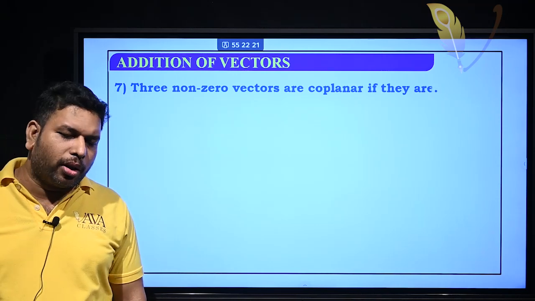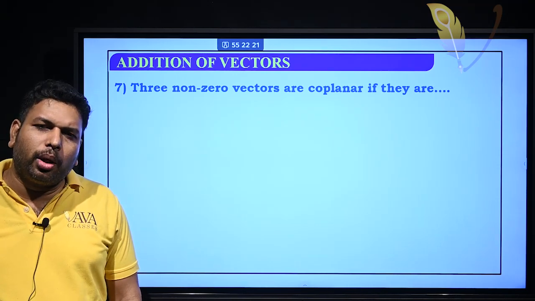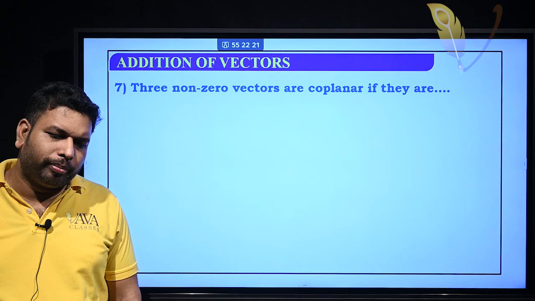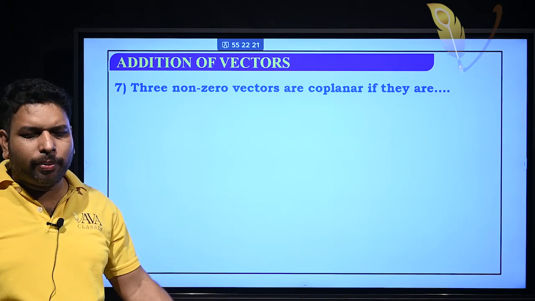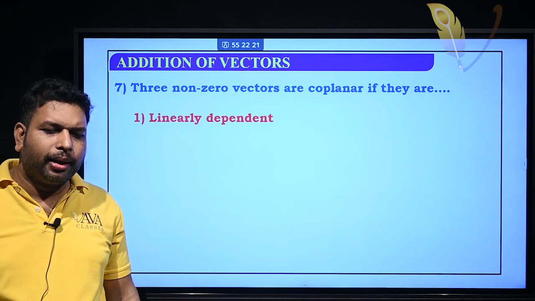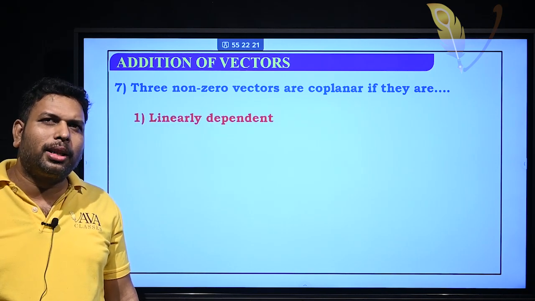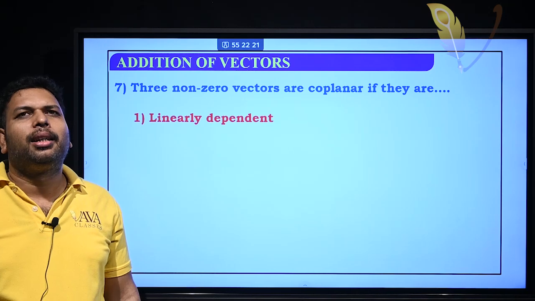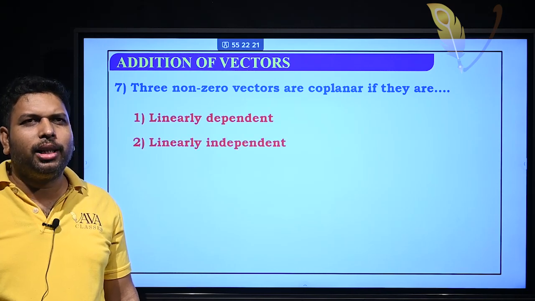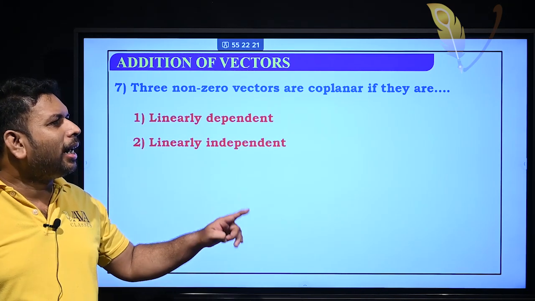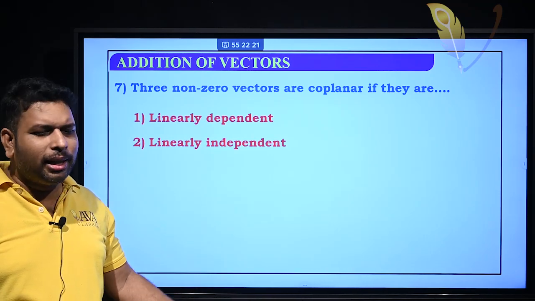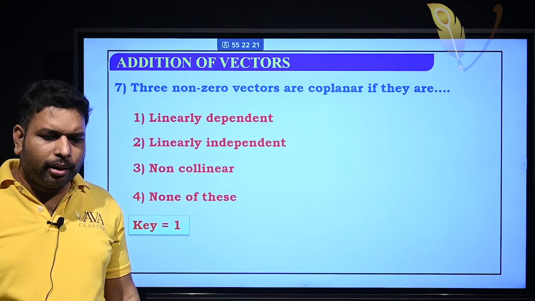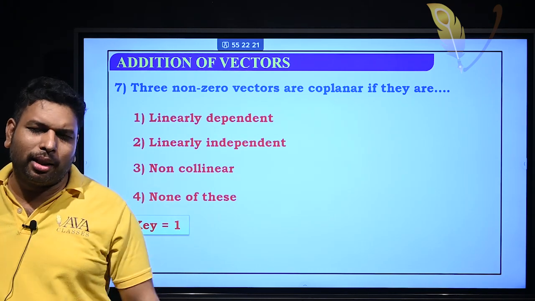Three non-zero vectors are coplanar if they are linearly dependent. Three non-zero vectors lie in one plane, and lying in one plane means they are linearly dependent. So the first option is the right option, friends.